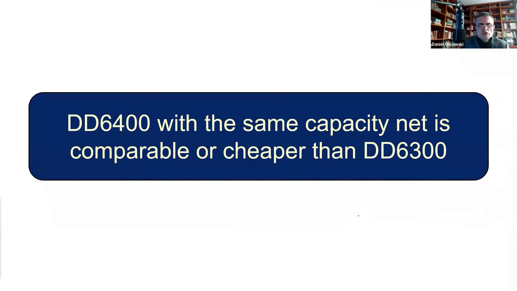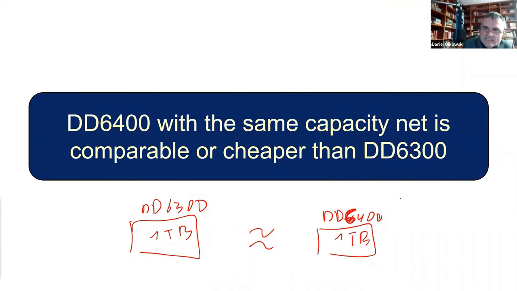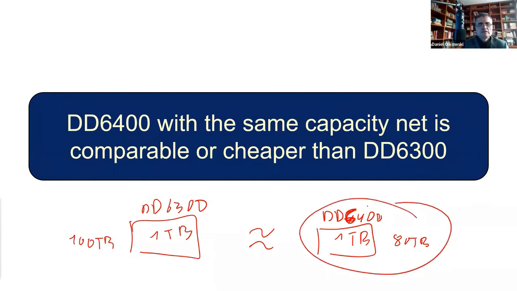So DD6400 with the same net capacity is comparable or cheaper than DD6300. Please remember that if we compare the DD6300 price, for example, for 1 terabyte, this is a little bit the same, or maybe even DD6400 will be cheaper for the same 1 terabyte. But here we require, for example, 80 terabytes only, but here we require 100 terabytes. This is why this one will be cheaper.